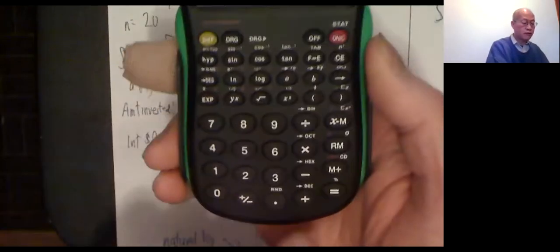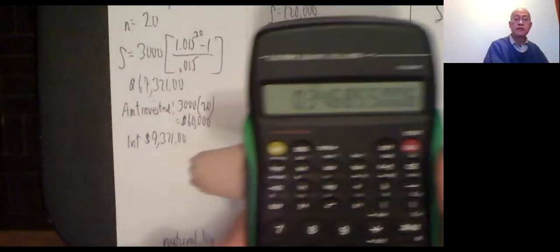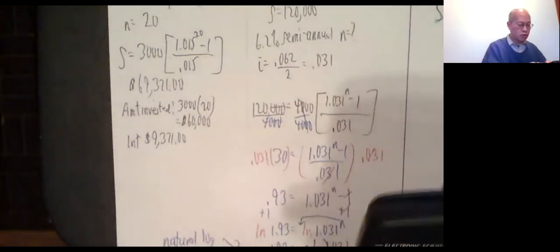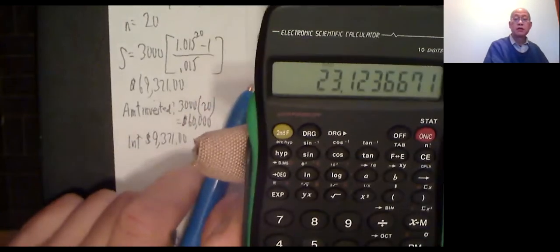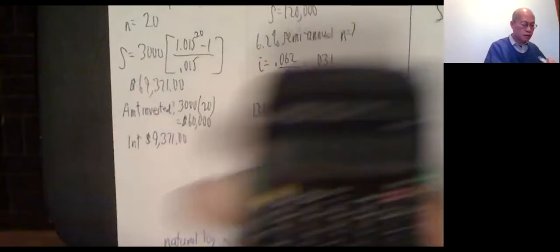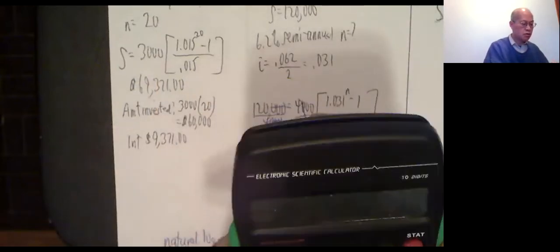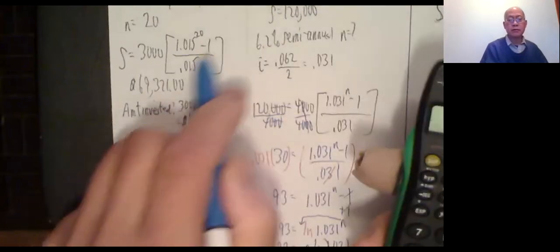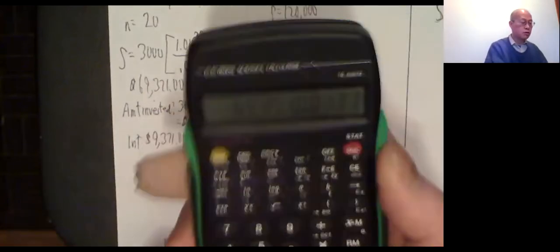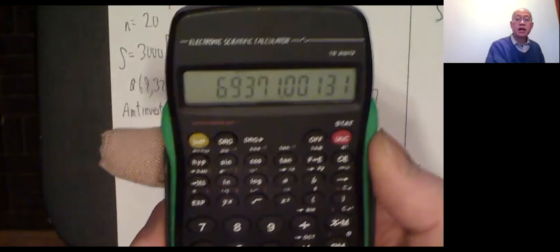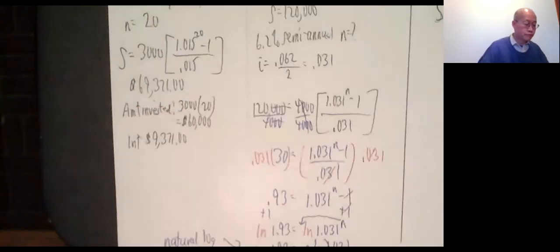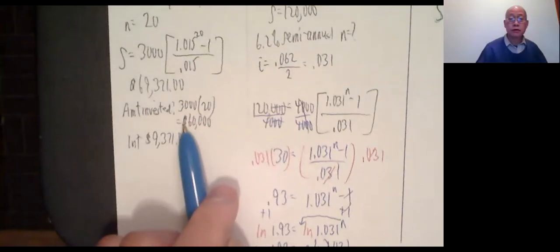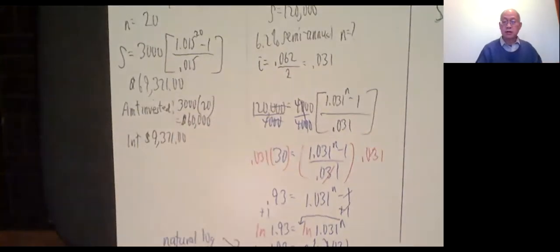Divide by 0.015. Divide, where's divide? Right up here. Divide 0.015. 0.015 divided by 0.015 equals. Okay. And then times 3,000. So you can see it's a little bit clumsier if I don't have a calculator that can do all of this in one fell swoop. But anyway, there's the same answer. 69,371.001. 001 means just leave it as 00. So there we are. $69,371. Okay.